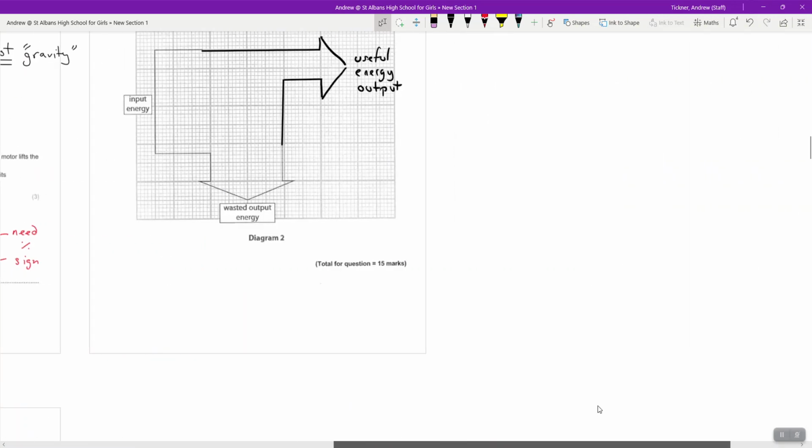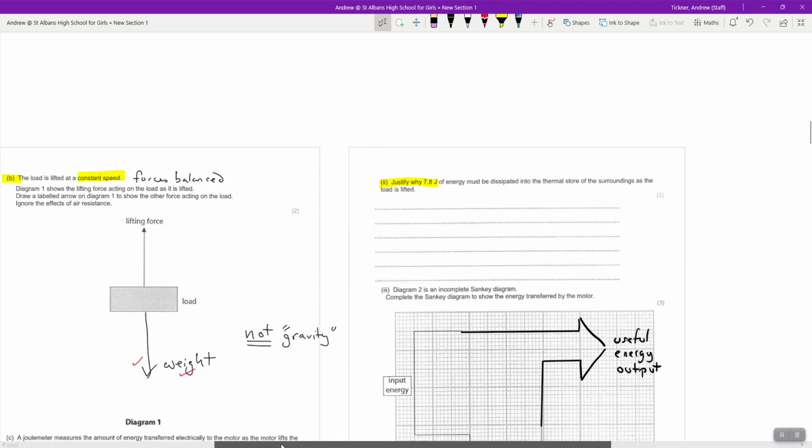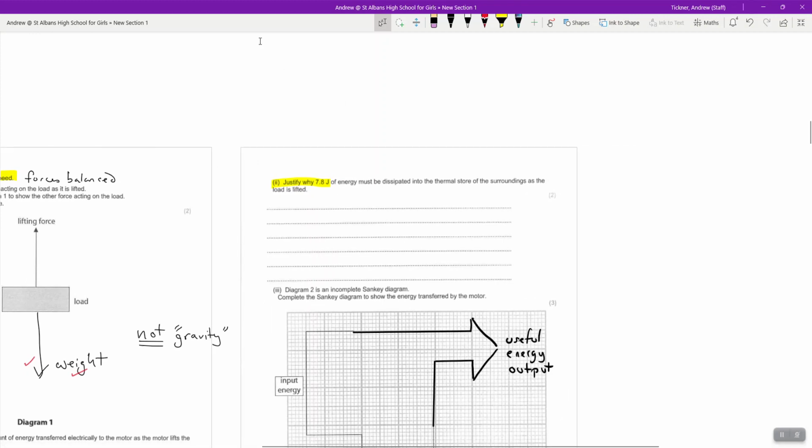Okay, next part of this question. Justify why 7.8 joules of energy must be dissipated into the thermal store of the surroundings as the load is lifted. Now, a lot of people misunderstood this question. It does not mean explain where the energy goes. It's not asking where does energy go or how. It is why. How do you know that this number is 7.8?